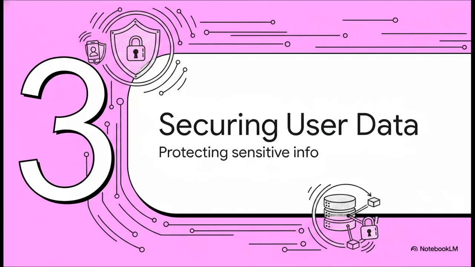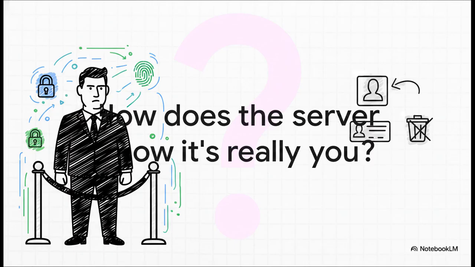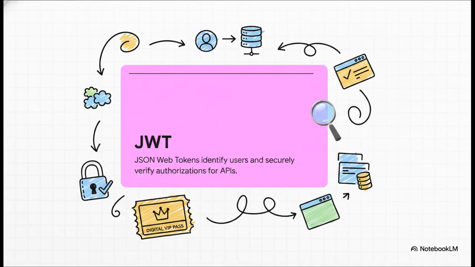Okay, on to Section 3, Securing User Data. Think of the server as a strict bouncer at an exclusive club. When a request rolls up trying to delete a post or view a private feed, how does the bouncer know it's really you? I mean, it needs rock-solid verification. Enter JSON Web Tokens, or JWTs. Instead of demanding a username and password for every single photo you like, the server hands you a stateless token. This token basically becomes your digital VIP pass for the entire session.